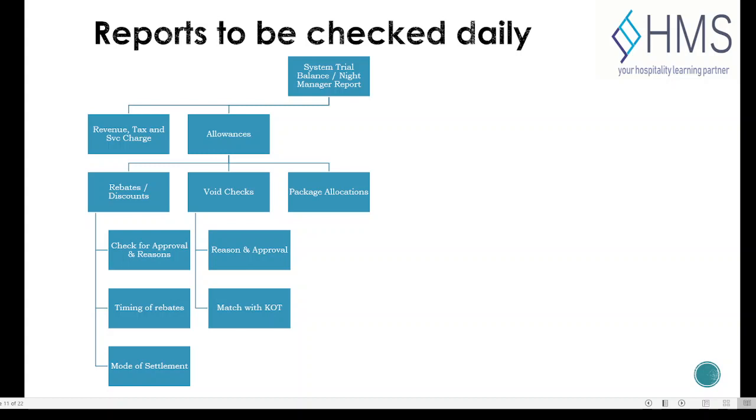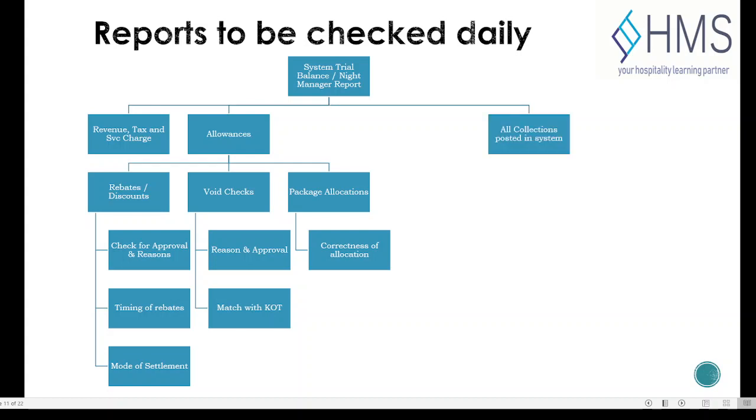Package allocations, they also have to check whether the package has been overused or underused. If underused, where the income has to go to the relevant department. If overused, whether the guest has been charged. And then the allocation, as I explained, is usually supposed to be done based on the standard rates, not based on a specified, fixed amount of allocation.